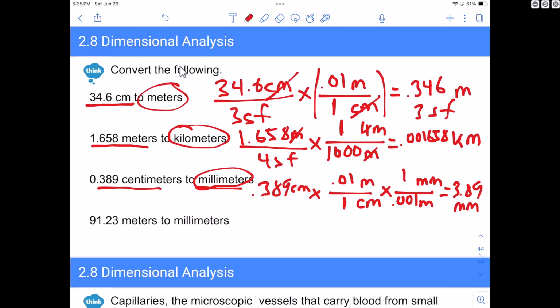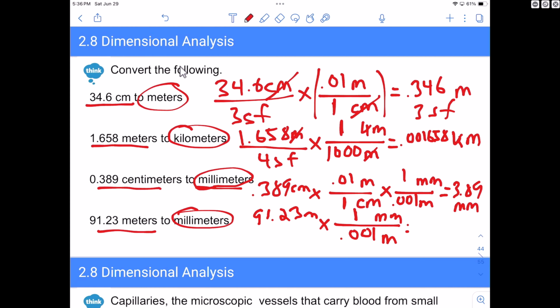Last question here, 91.23 meters to millimeters. We're going to do the exact same thing again. Here's where we start. Here's where we're going. 91.23 meters. Whatever unit's on top of the previous step goes on the bottom of the next step. So meters, I can go meters to millimeters. Utilize the conversion chart there. 1 always goes with the base, 1 always goes with the derived unit, the unit with the prefix. 0.001. Again, that's all based on the chart.